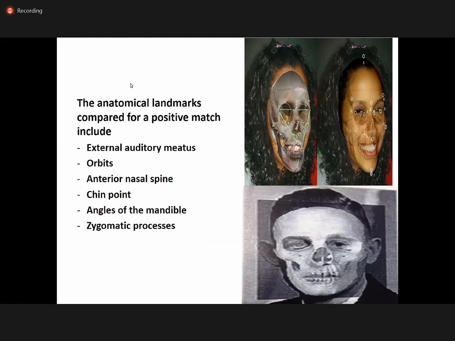The landmarks prepared to match include the external auditory meatus, the eyes, the nasal spine, the end point of the mandible, and the zygomatic. We always have to match the negative and the positive, seeing the photograph on which they were superimposed. These factors are compared with each other. Then we say that with superimposition techniques we can identify the individual.